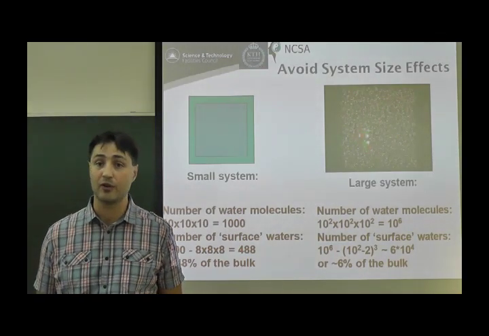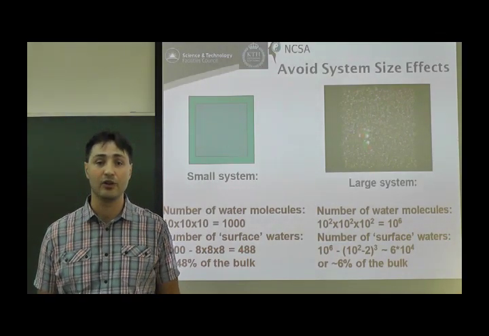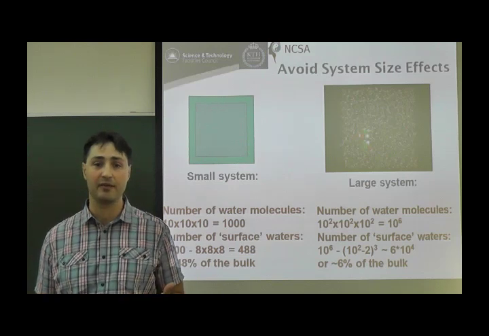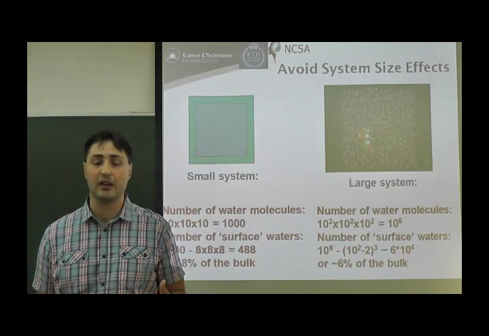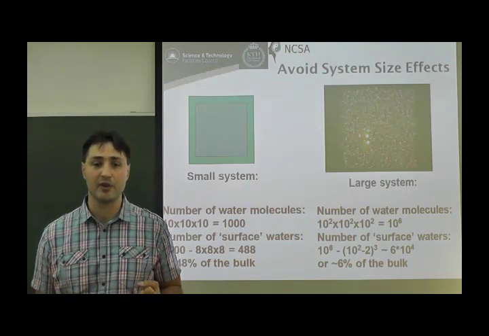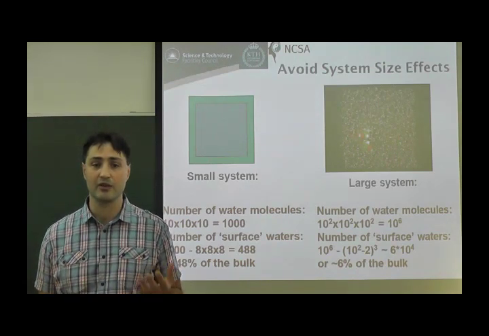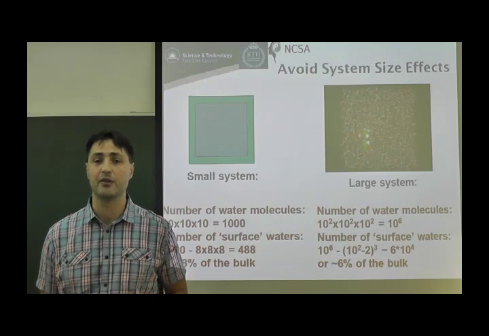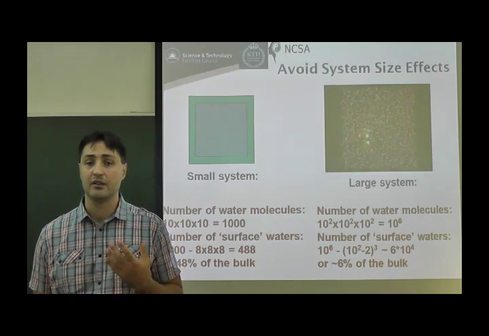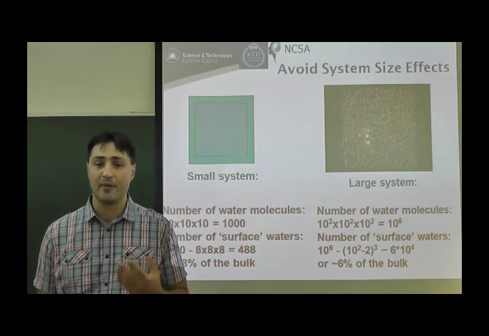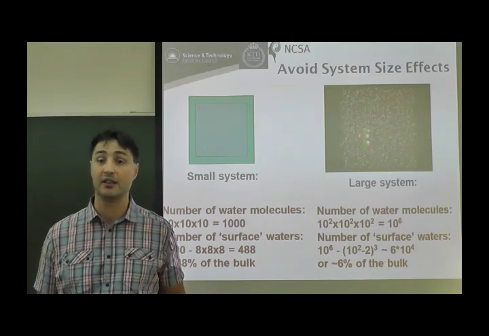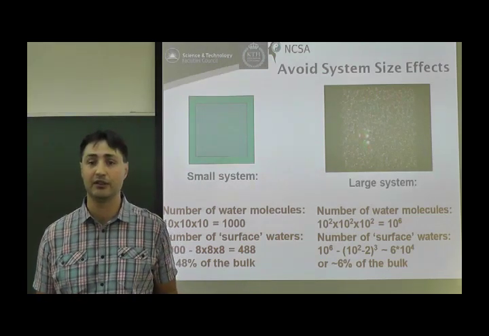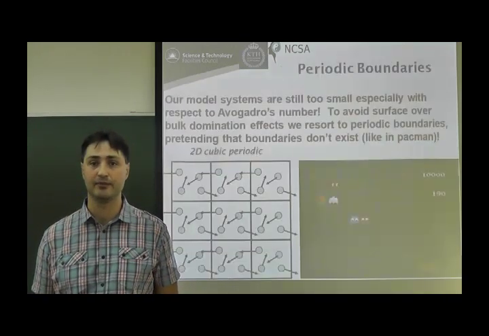So also you have to avoid system size effects. Look at one small system. For example, if you have 1,000 water molecules, the number of surface waters will be approximately 500, which is about half of the bulk. And if you have 1 million molecules, then the surface water will be 6%. And this is if you don't have periodic boundary conditions, which we will mention slightly later.